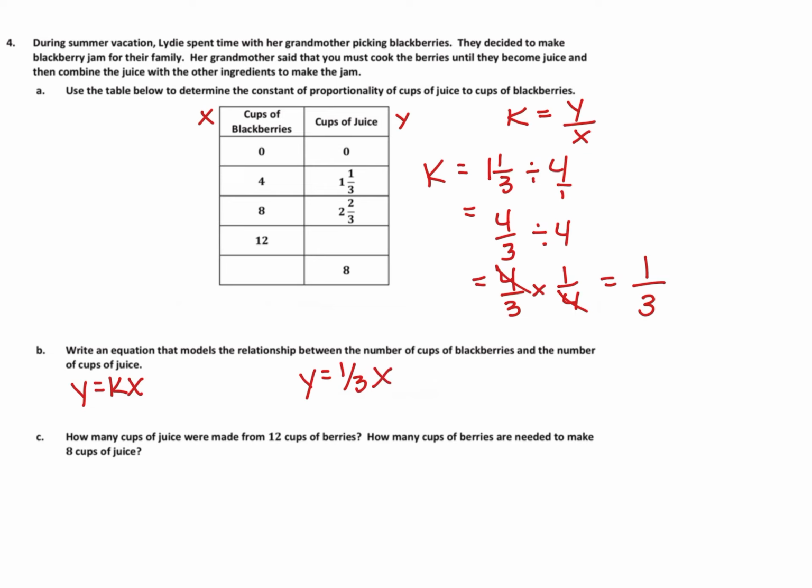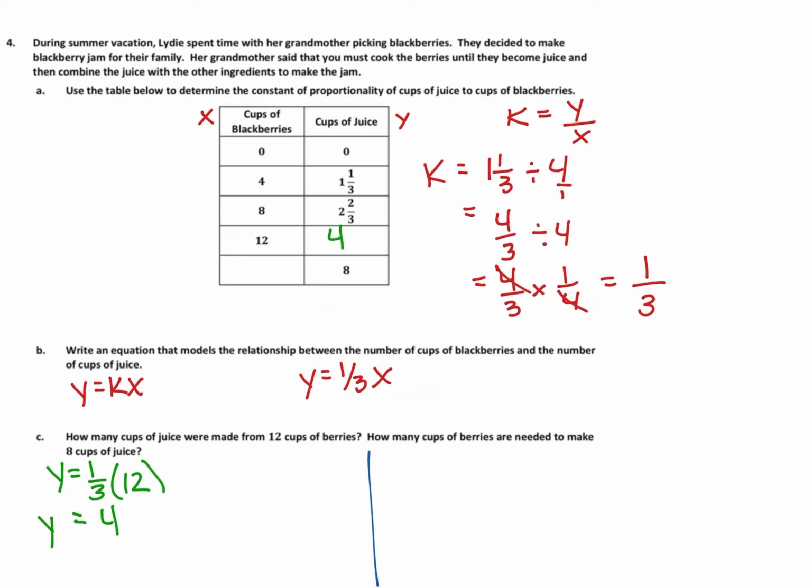C has 2 parts. The first question says, how many cups of juice were made from 12 cups of berries? Berries is the x value. So we're going to put it in the x spot of our equation. Remember, parentheses mean multiply. 1/3 of 12 is 4. So we're going to put that here.